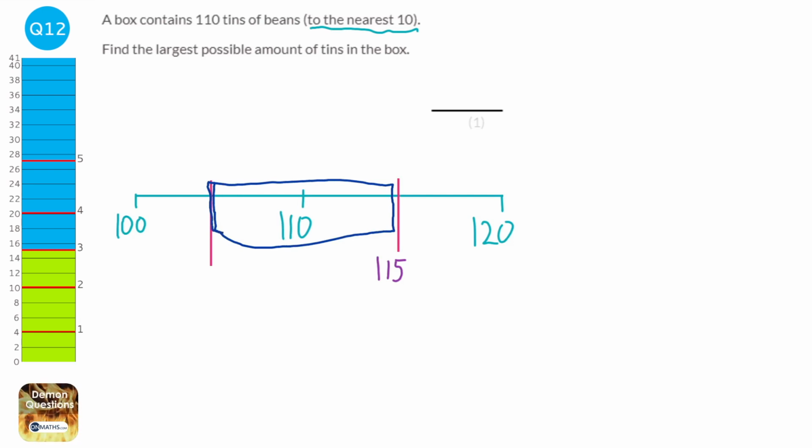So all the numbers that would have rounded to 110 would have been 105, 106, 107, 108, 109, 110, 111, 112, 113, 114, which would be here. But if it was 115, it would have rounded to 120. So 114 is the biggest number it could have been before rounding to 120, and we know it didn't round to 120 because in the question it says it's 110 to the nearest 10. So our answer is 114.